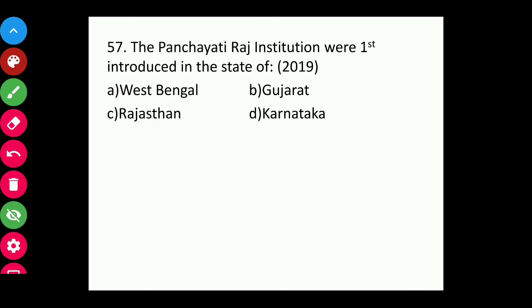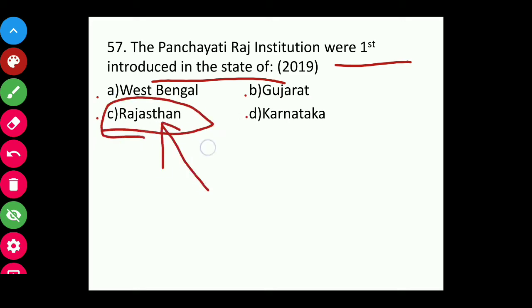The Panchayati Raj institution were first introduced in the state of A. West Bengal, B. Gujarat, C. Rajasthan, D. Karnataka. So the answer is C. Rajasthan is the first state which introduced the Panchayati Raj institution.